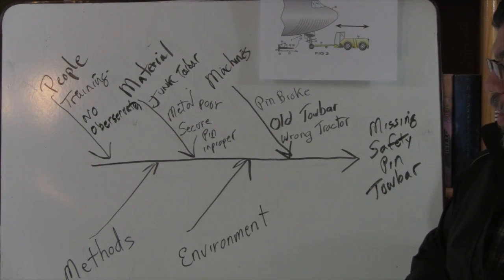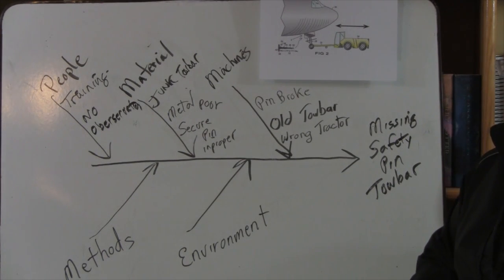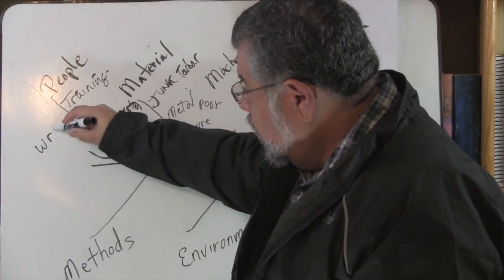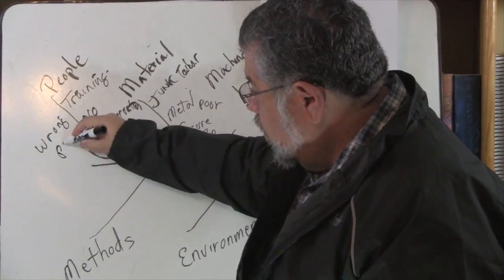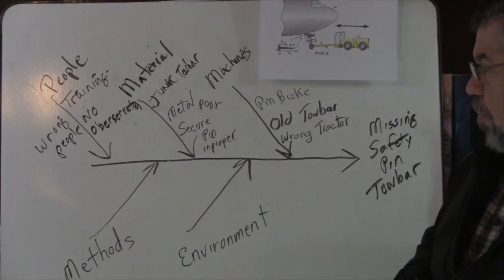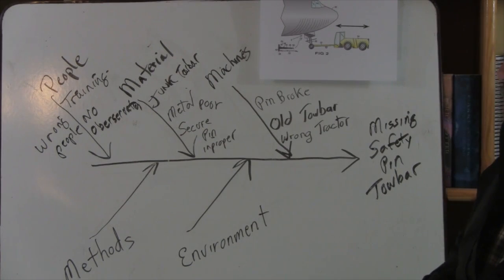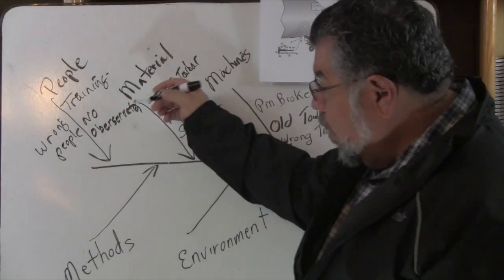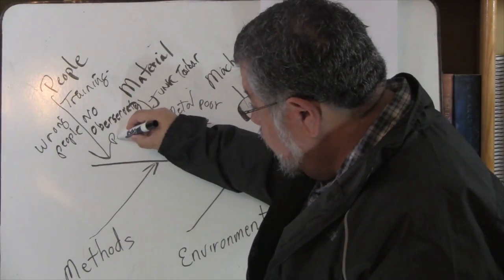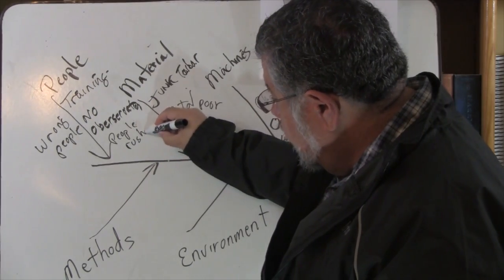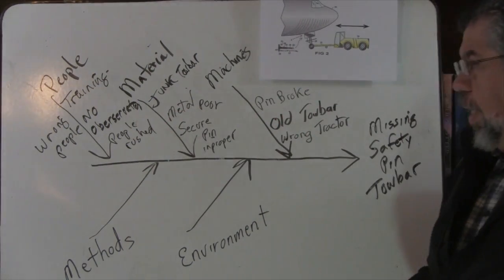Maybe wrong people was doing it. Oh, you mean people that maybe shouldn't have been there, right? Hey, that's possible. Wrong people. Okay, anything else in the people area? Maybe the people were rushed. Oh, people rushed. Now, you really think that's going to be in the people area? I'll tell you what, we'll just put it down there. People rushed. Okay. Anything else in the people area?